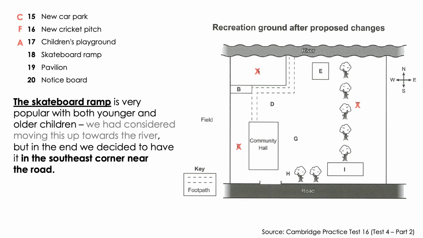Next, the skateboard ramp is very popular with both younger and older children. We had considered moving it up towards the river. So up towards the river, they had considered that. But in the end, we decided to have it in the southeast corner near the road. So southeast. So it's here. This is the corner near the road. And this is our ramp. The answer is I.